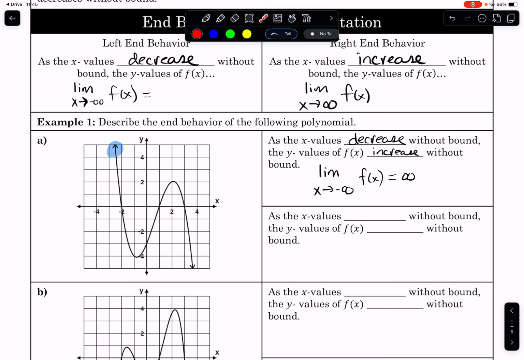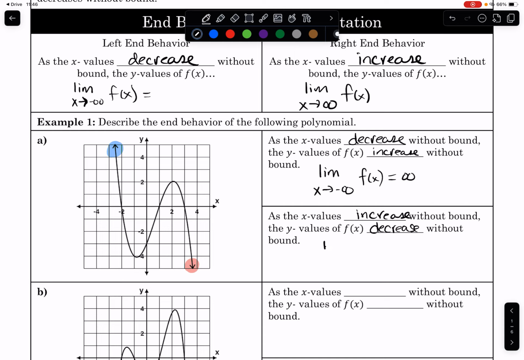Now to describe the other end behavior, this one right here in red, well, in this situation, we're now looking at the right end. So those are going to be the places as the values of x increase without bound. Well, what are the y values doing? Well, the y values of the function, again, are pointing downward. So they're decreasing. Okay, so the values of f of x decrease without bound.